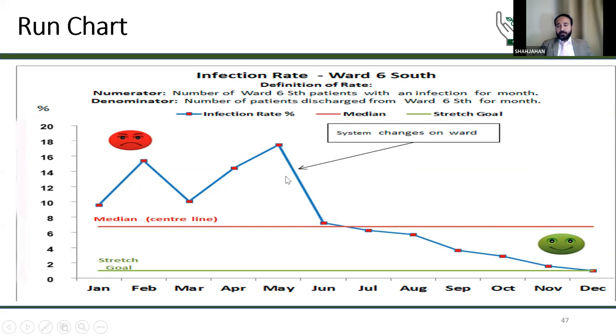It means we implemented a project, we educated the nurses and the doctors on how to reduce infection, wash the hands. So when we observe this data, we know, oh yes, our project is working and infection control is now okay. It's going down, fewer infections are happening. So now we are happy.